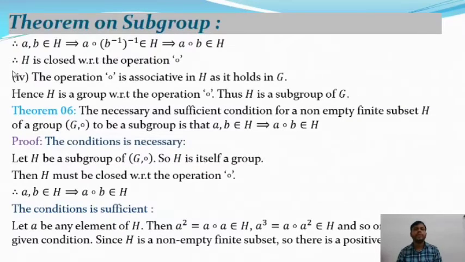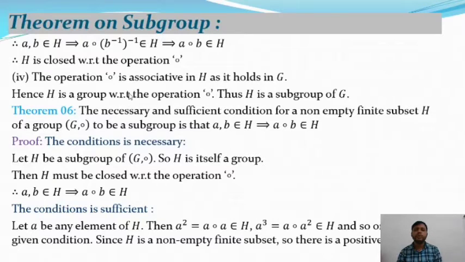So therefore H is closed with respect to the operation composition, and the operation composition is associative in H as it holds in G. So G composition is associative, H is a subset of G, and H also satisfies the associative property as well. So hence H is a group with respect to the operation composition. Thus H is a subgroup of G.